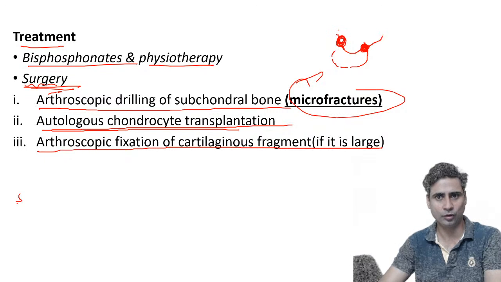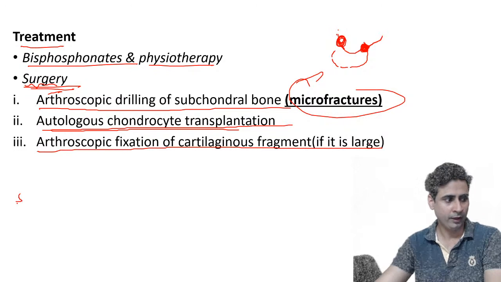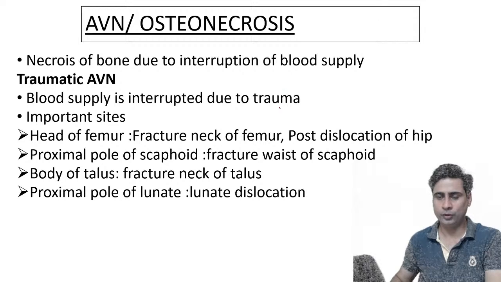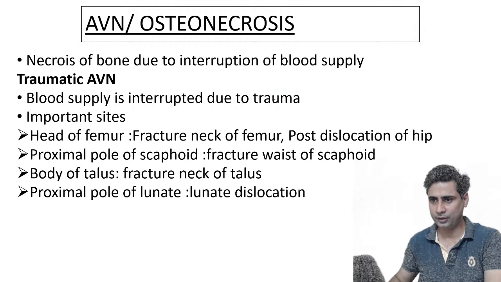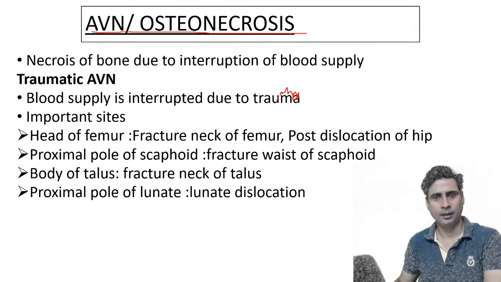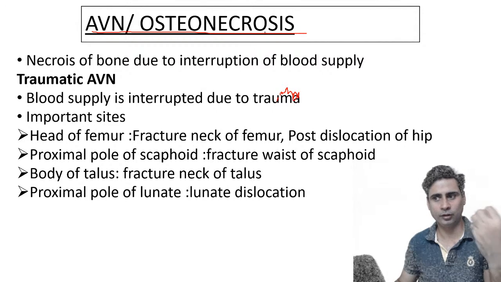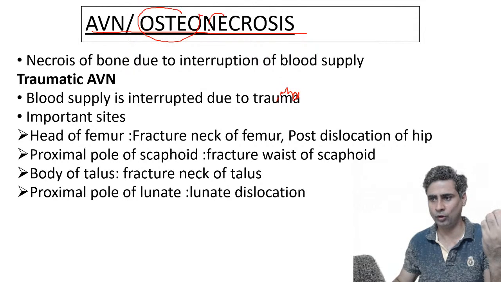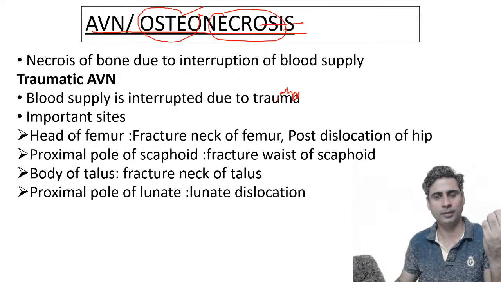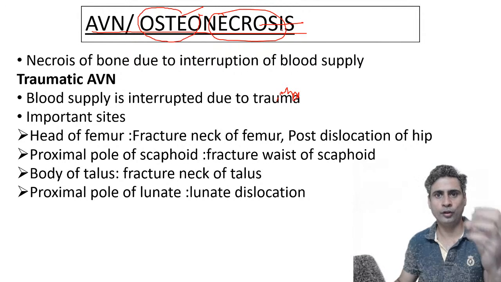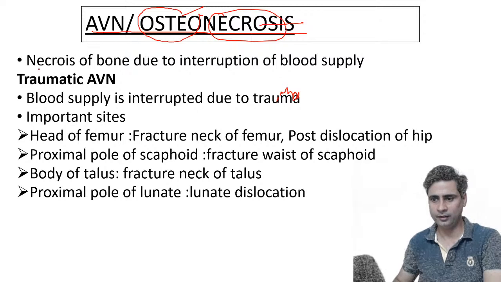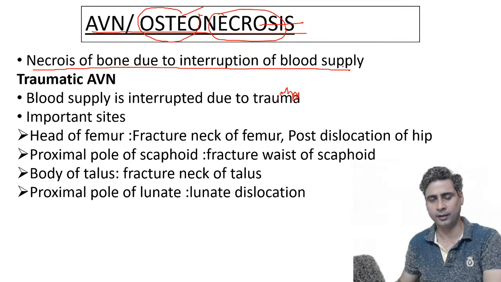So this was about osteochondritis dissecans. The next important topic which is asked in your university exam as well as in MCQs is avascular necrosis or osteonecrosis. Avascular necrosis, as the name suggests, is necrosis of bone due to defective blood supply. As there is necrosis of bone, it is also known as osteonecrosis. Osteo means bone, necrosis means infarction of bone due to defective blood supply. So there is necrosis of bone due to interruption of blood supply.